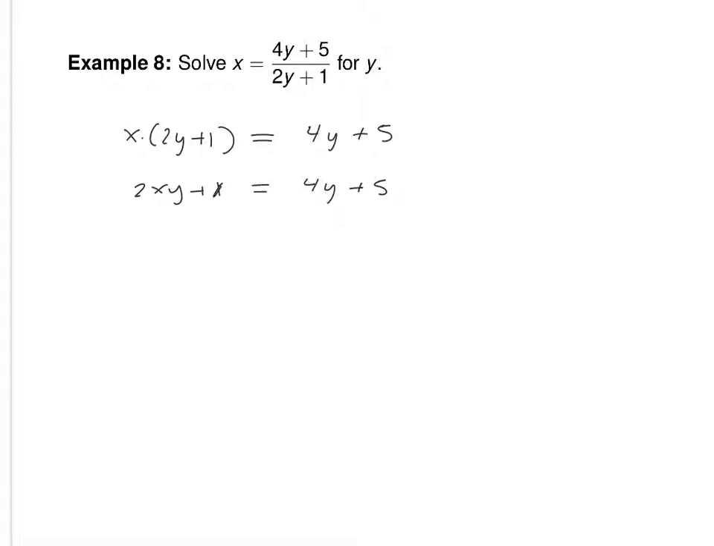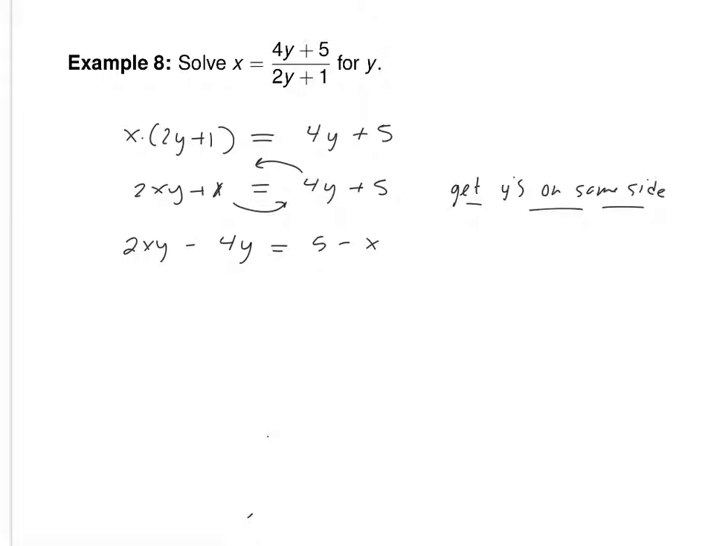Okay. Now, this is where the bit of a trick comes in, and the trick is to get the y's on the same side. That's the trick. You have to kind of understand that this thing is an option. So you'll have 2xy minus 4y equals 5 minus x. Do you see what I did there? The 4y goes over there, the x goes over there. And this is helpful because then, on the left, you have a greatest common factor. And what is it? Yes, it is. But we're just solving for y, so let's just pull out the y.